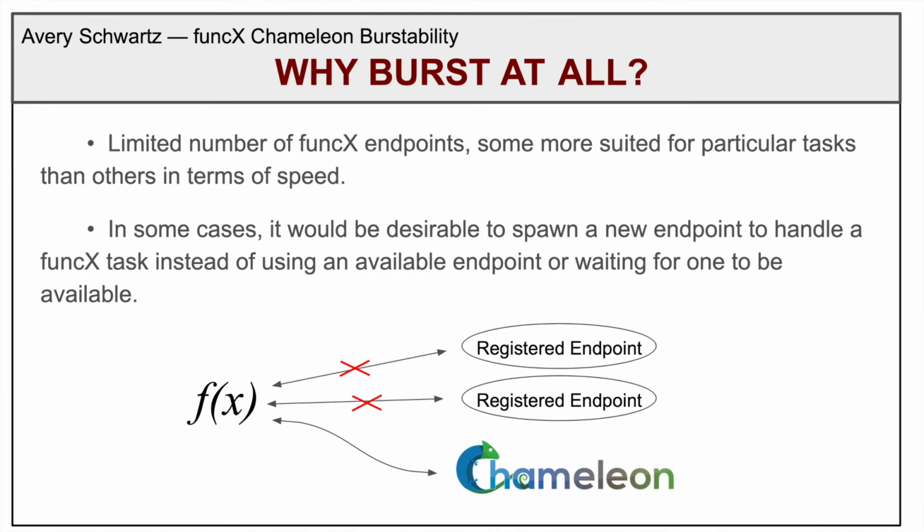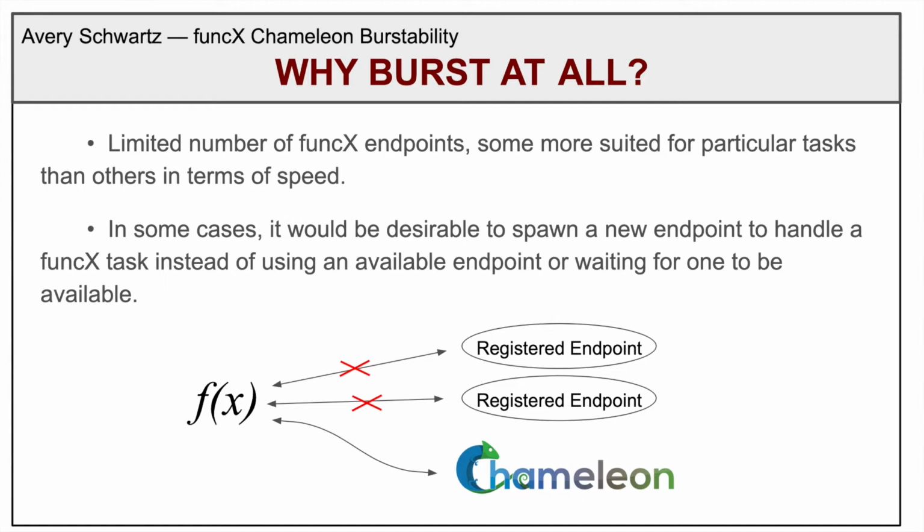Now, why are we looking at burstability at all? Well, there's a limited number of public funcX endpoints, and some are more suited for particular tasks than others in terms of their speed capabilities. In some cases, if you want to execute a task, it would be more desirable to spawn an entirely new endpoint than to use an existing endpoint that might not be available.